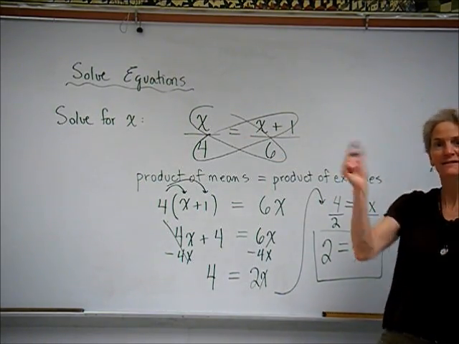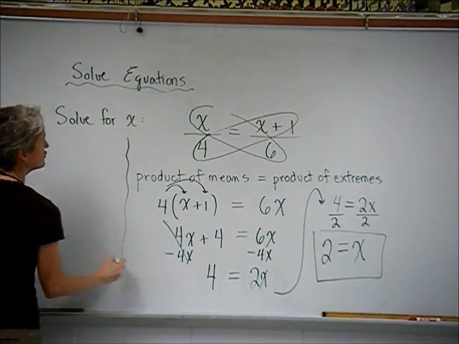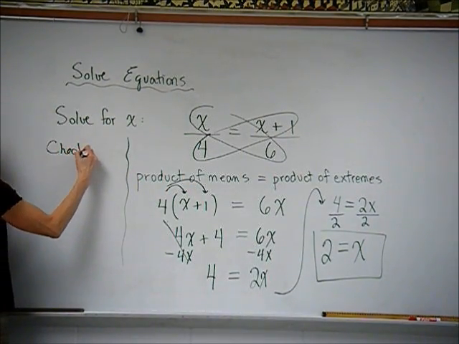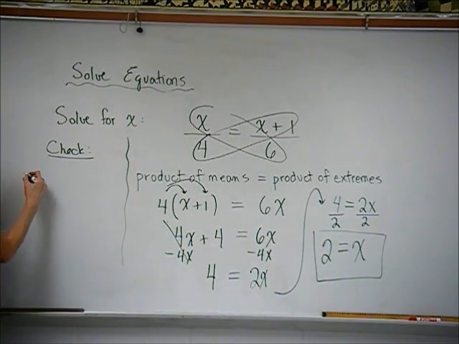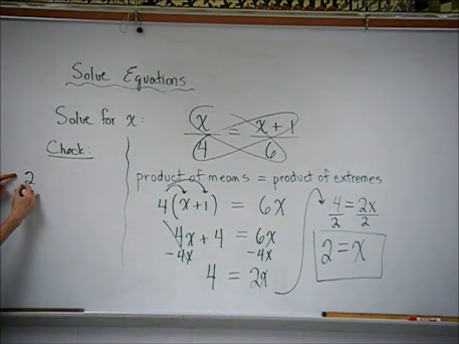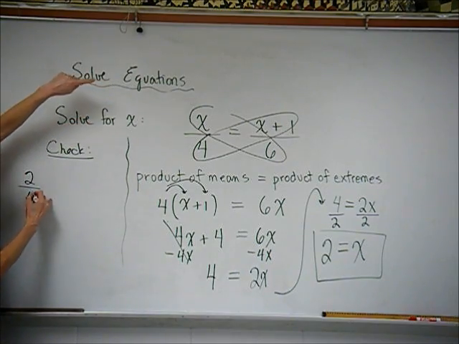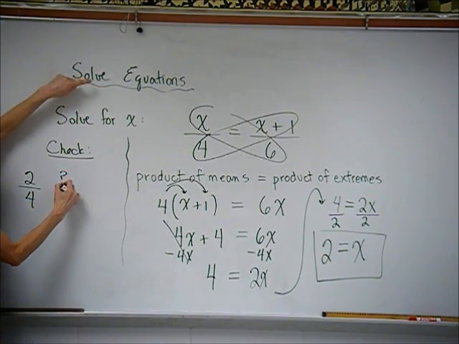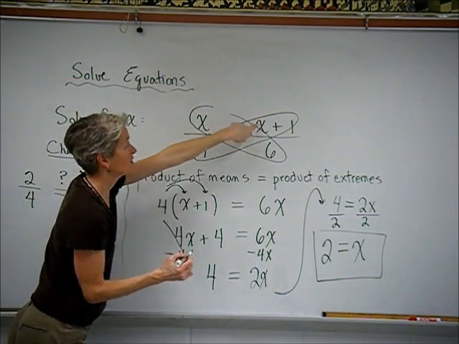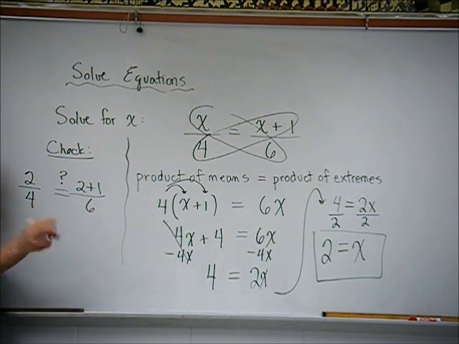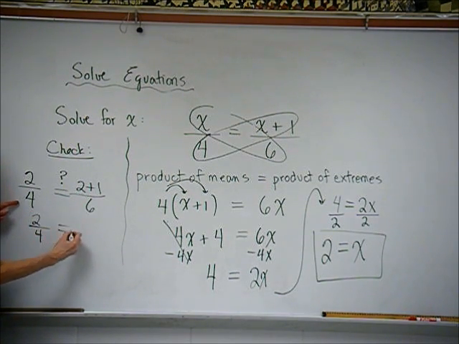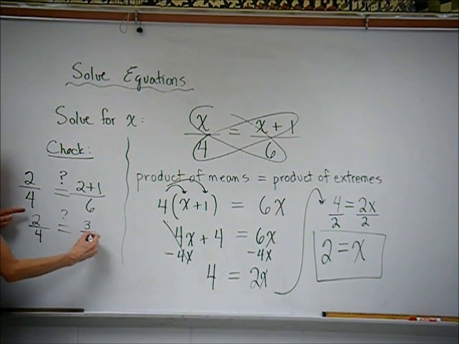Should we check it? Why not? Let's do our little checkaroo over here. Check. All right, so I'm thinking my x is 2. Let's replace that x, substitute 2 for the x, over 4. I'm hoping this equals x plus 1, so 2 plus 1 over 6. Fingers crossed. Let's see. 2 over 4. Does that equal 3 over 6?